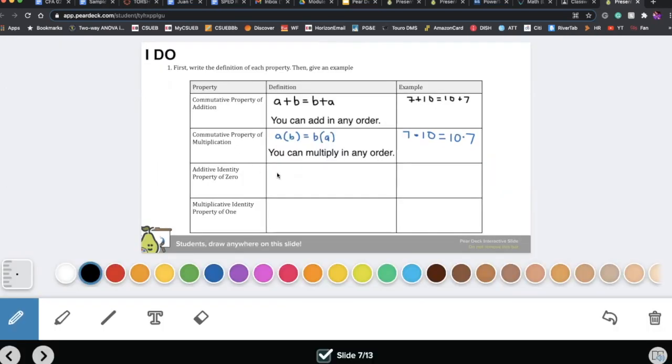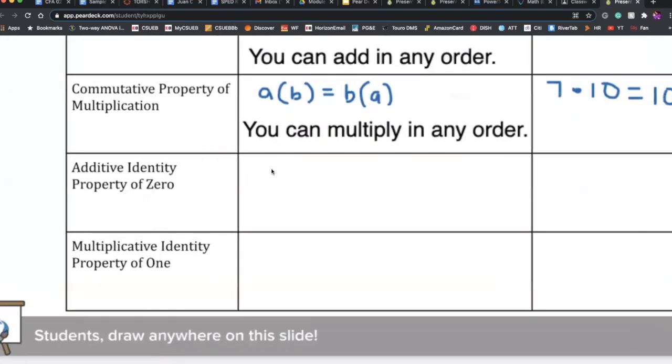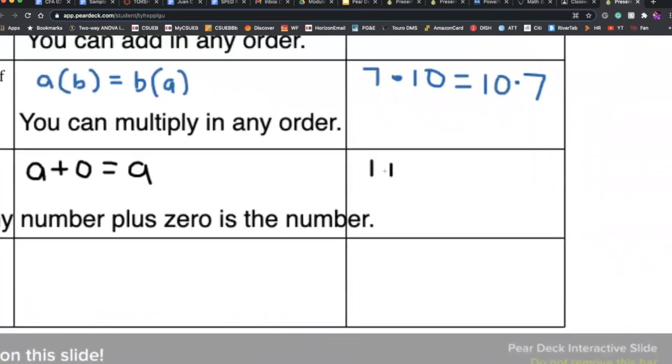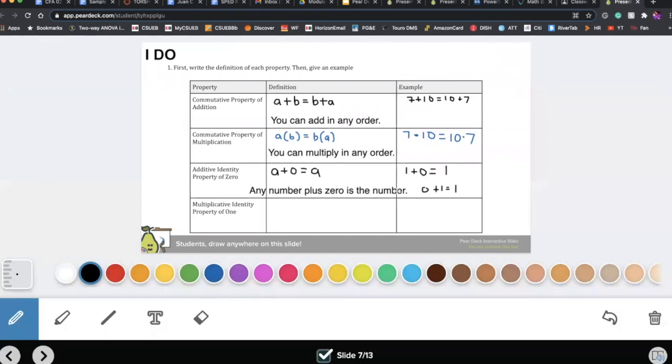This next property is the additive identity property of 0. This means you could take any number, and if you add 0, you'll get that number itself. So I'll write a quick little definition. This means any number plus 0 is the number. And I'll write down an example. So for instance, 1 plus 0 equals 1. Or you can even do 0 plus 1 also equals 1. The idea is that anything plus 0 is that number.